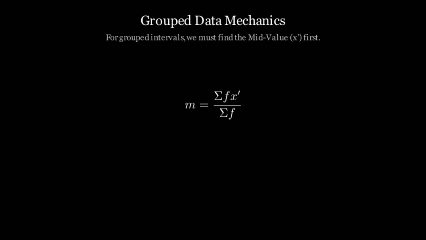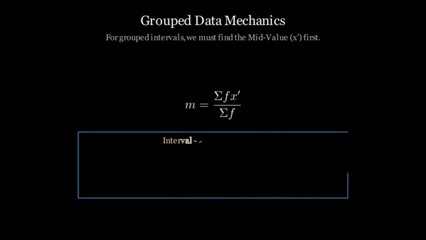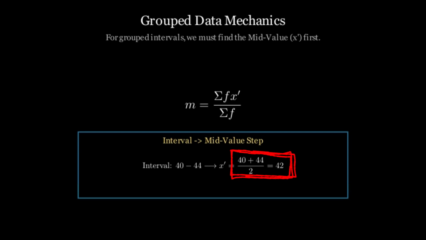When working with grouped data, we cannot use the class intervals directly. Instead, we first find the midpoint, also called the mid-value, of each interval. The midpoint is obtained by adding the lower and upper class limits and dividing the result by 2. For example, consider the interval 40 to 44. Adding 40 and 44 gives 84, and dividing by 2 gives 42. This value, 42, is the midpoint of the first class interval.